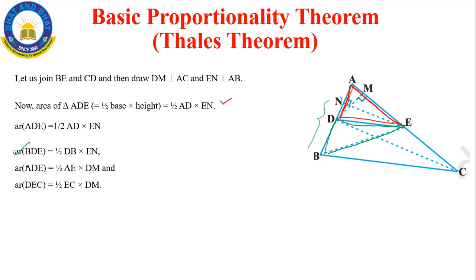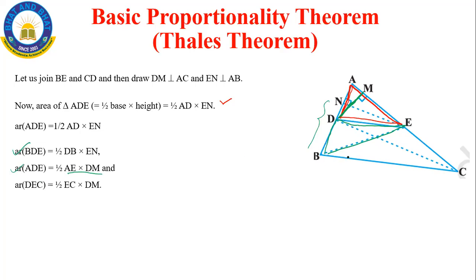But as Diksha said, we can consider area of ADE. When I consider ADE, even DM can be perpendicular. If DM is the height, then which is the base? AE is the base. So it will become AE into DM. Area of triangle ADE is half into AE into DM.